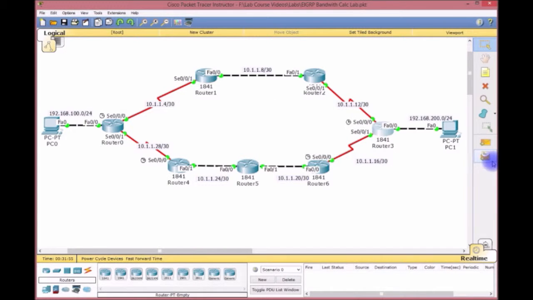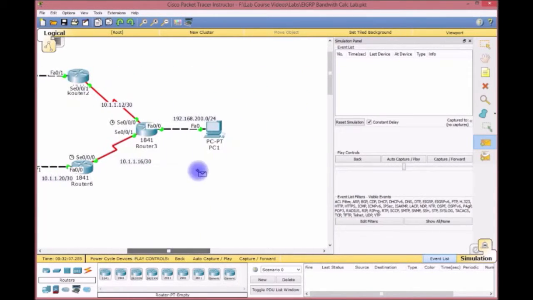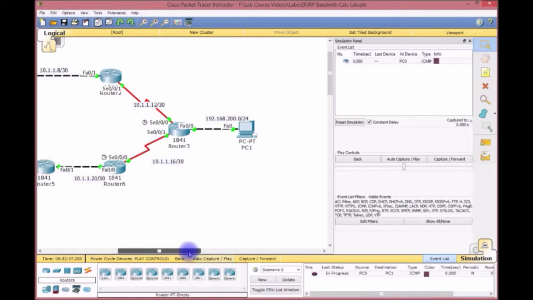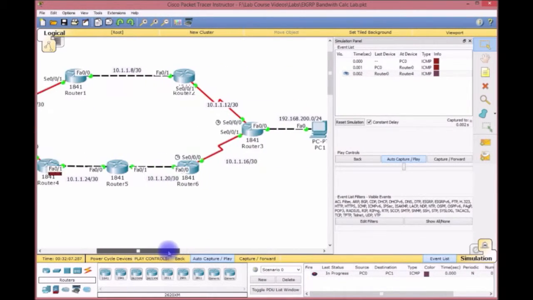All right, so let's verify. I'm going to use my handy dandy simulation mode because it's just cool. All right, go to the PC 0. Go right there. Now it's just a ping, no ARP. So it should go down both ways. Just auto capture and play. There we go. It's going down. Let's follow it. Let's see what happens.